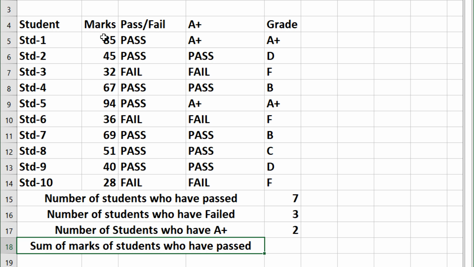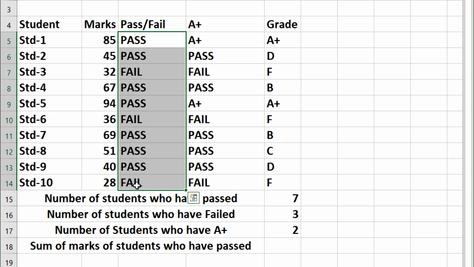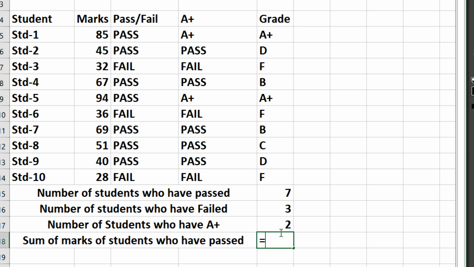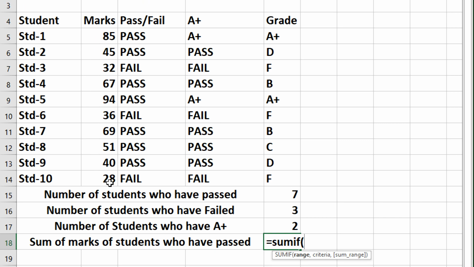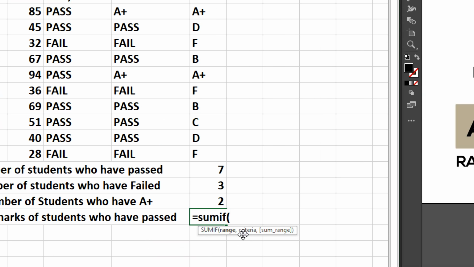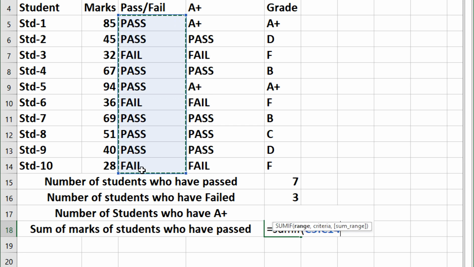So there are 2 ranges. One range contains the marks, the other range contains pass or fail. So if we start the sum if function, we press a bracket. It first tells us to identify the criteria range and then the sum range. Which is the sum range? We will sum the marks. So the marks are the sum range. What is the criteria range? Pass or fail. So for the criteria range, we select pass or fail.